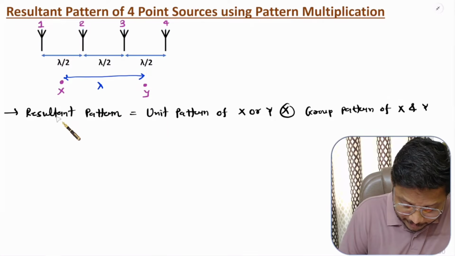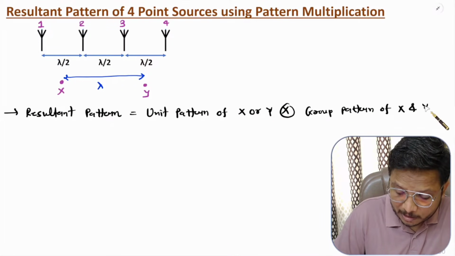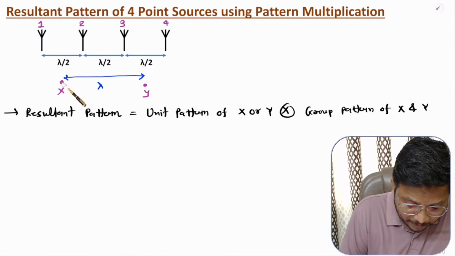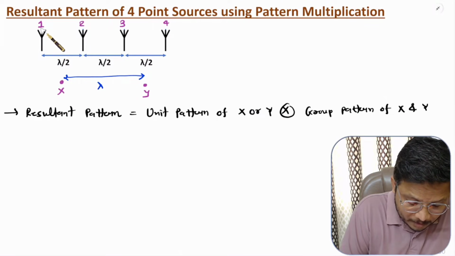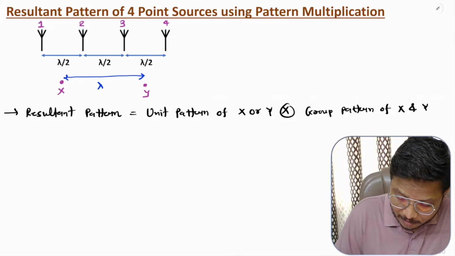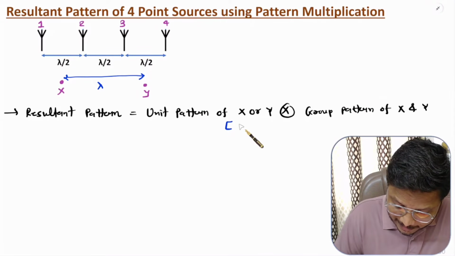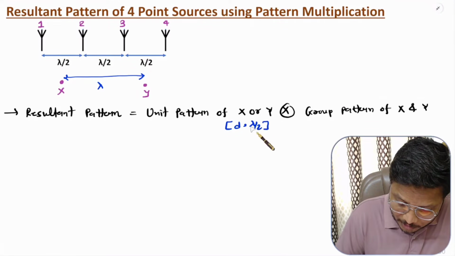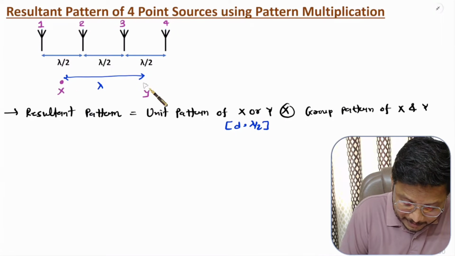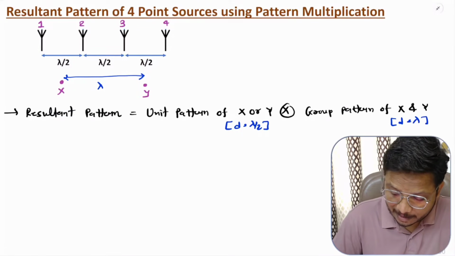Now how to identify the resultant pattern here? By multiplying the unit pattern of X or Y into the group pattern of X and Y. If you observe, this unit pattern of X is happening based on group of 1 and 2, where spacing is lambda by 2. So here we have spacing lambda by 2 with the unit pattern of X or Y, and with the group pattern of X and Y, spacing is lambda. So here spacing D is lambda.